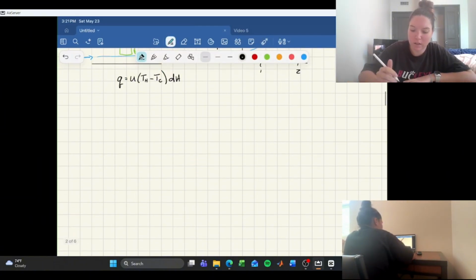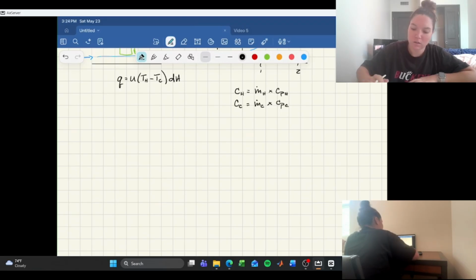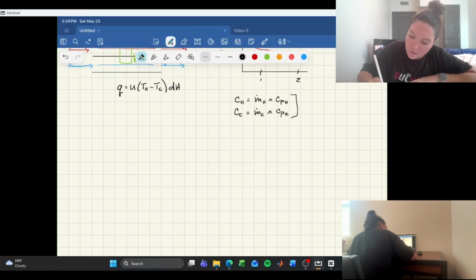So first we need to find the mass flow rate heat capacity for the hot and the cold stream. So that's going to be CH, and it's going to be equal to the mass flow rate of the hot stream times the heat capacity of the hot stream. And we do the same thing for the cold stream. It's going to be the mass flow rate of the cold stream times the heat capacity of the cold stream. So we said that this is the mass flow heat capacity.